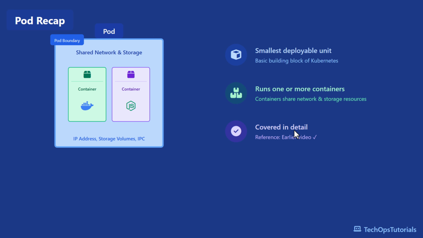Before we dive into ReplicaSet, let's do a super quick recap of pod. Pods are the smallest deployment unit in Kubernetes. They usually run one or more containers that share the same network and storage. Think of a pod as a wrapper around your containers. It gives them an IP, storage volumes, and lets them talk to each other easily.